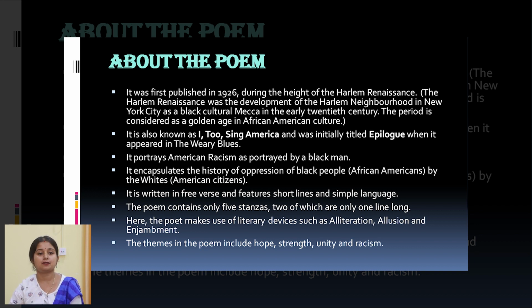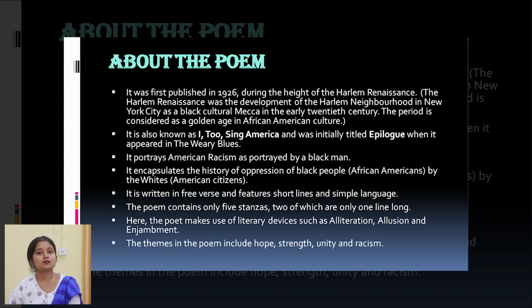It portrays American racism as seen by a black man, because Langston Hughes, the poet himself, was Afro-American. Thus, he used to portray the black life of America through his poetry. It encapsulates the history of oppression of black people, that is the Afro-Americans, by the whites. It is written in free verse, that means this poem does not have any rhyme scheme or does not follow any meter, and it features short lines and simple language.